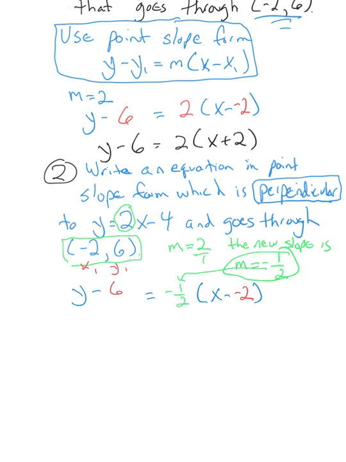My final answer then is going to be y minus 6 equals negative 1/2 times x, 2 minuses make a plus. I get x plus 2.